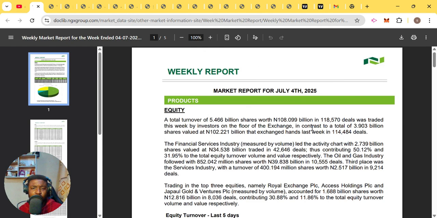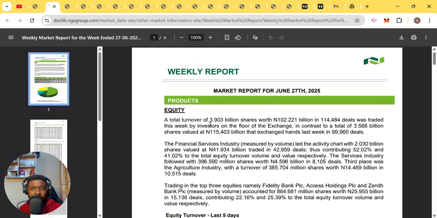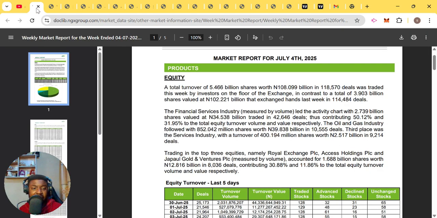So let's quickly look at the market turnover. A total turnover of 5.4 billion. Let's look at last week, what happened. Last week turnover was actually 3.9. So you can see the massive growth. That's why I said money is coming into the market. You can see how we've jumped.